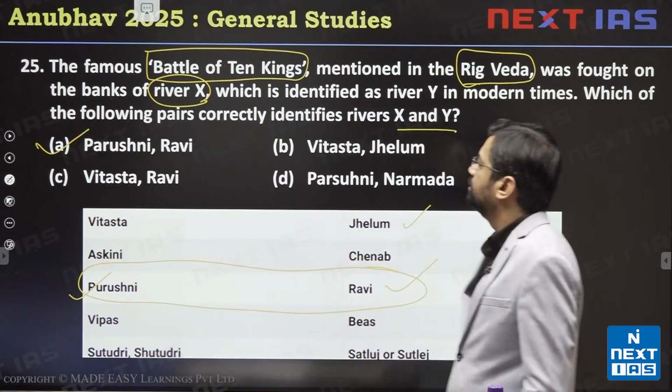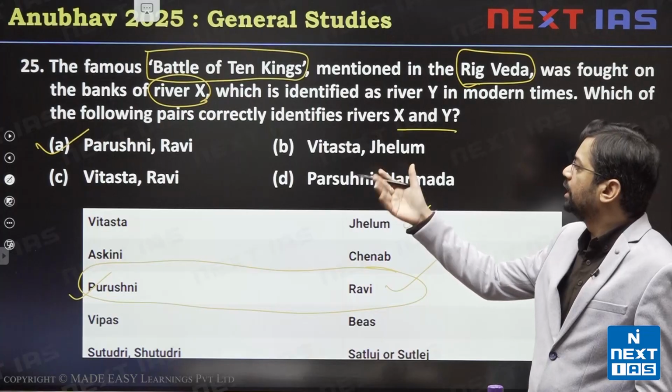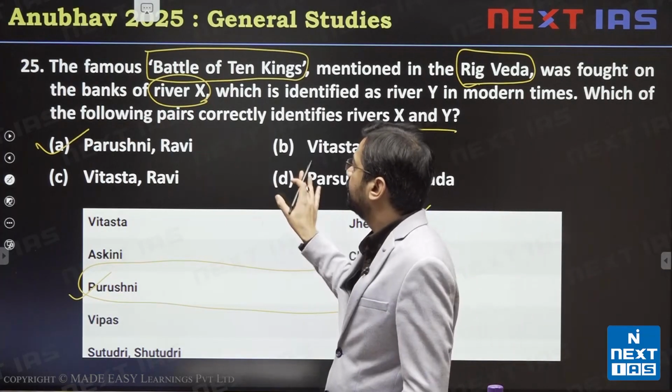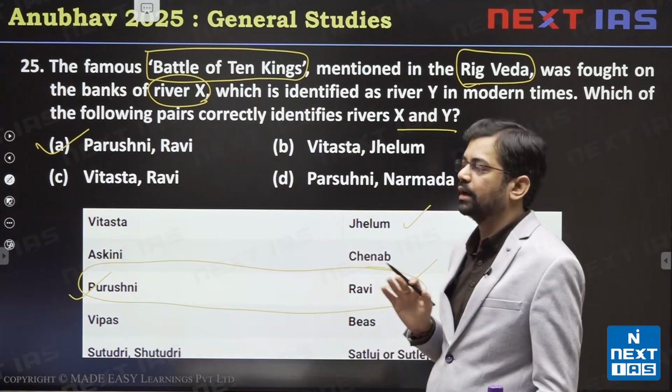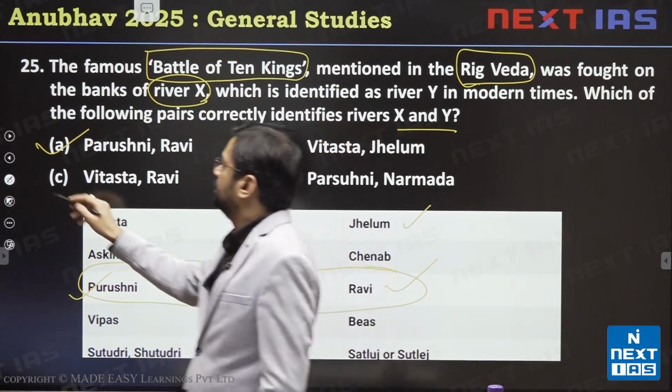थोड़ा सा हिंट भी है क्वेश्चन में, अगर आपको पुरुषिनी का वो पता है तो कम से कम ए या डी में 50-50 चॉइस आप जरूर कर लेंगे. ठीक है. नेक्स्ट क्वेश्चन.